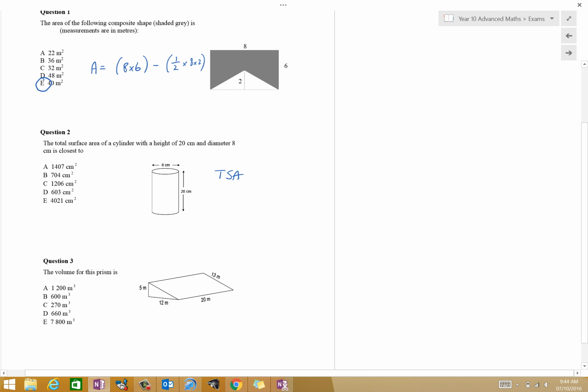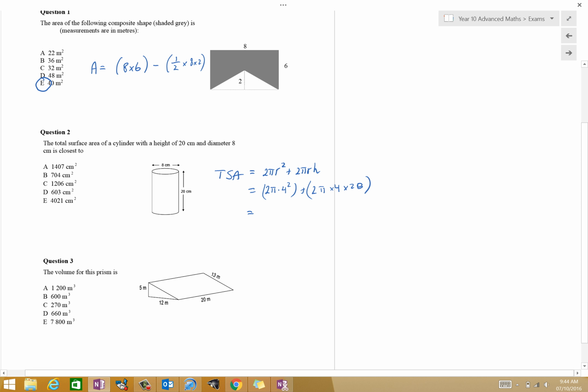But anyway, so the total surface area is 2 pi r squared plus 2 pi r h, and the radius is 8. So no, it's 4. So it's 2 pi times 4 squared plus 2 pi times 4 times 20. Now I'm doing this all in my head. You guys have a calculator, so you can do all of that in a calculator.